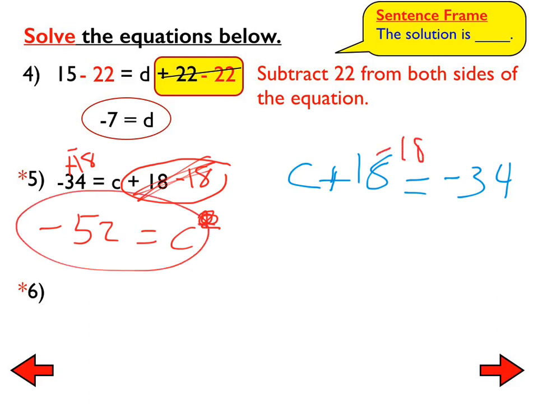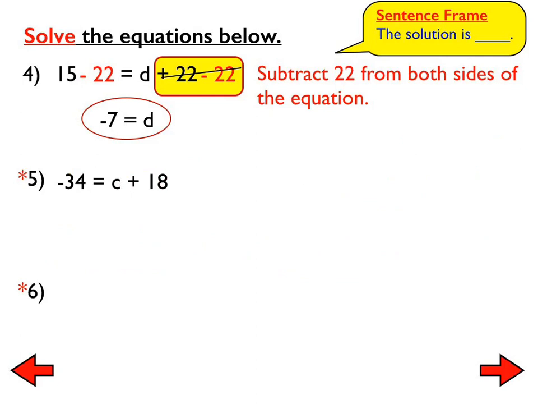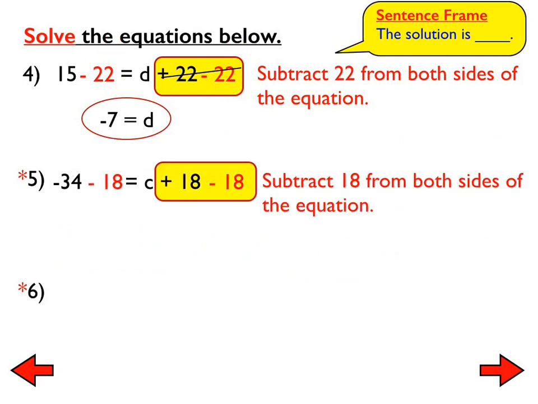On the other side, subtract 18, and we get c equals negative 52 for the solution. Okay, number 6. As I complete that one.